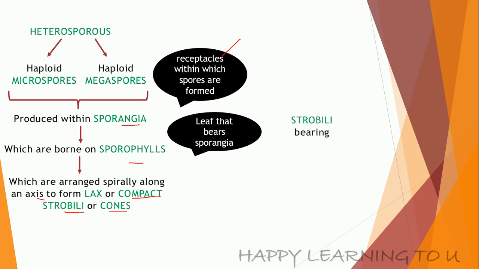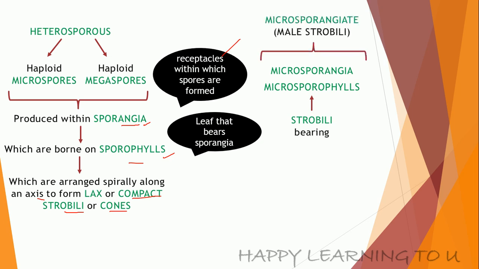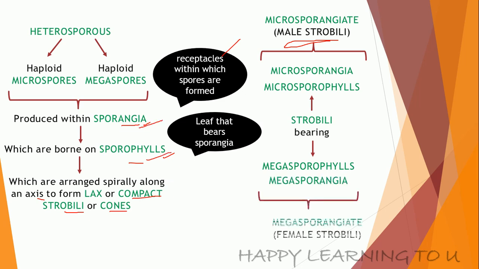Now, we know that the sporophylls are arranged to form strobili. The strobili that bear the microsporophylls and the microsporangia are known as microsporangiate, and that becomes the male strobili. Whereas the strobili that bear the megasporophylls and the megasporangia are known as megasporangiate, which constitutes the female strobili. So this is all I had under the characteristics of gymnosperms.